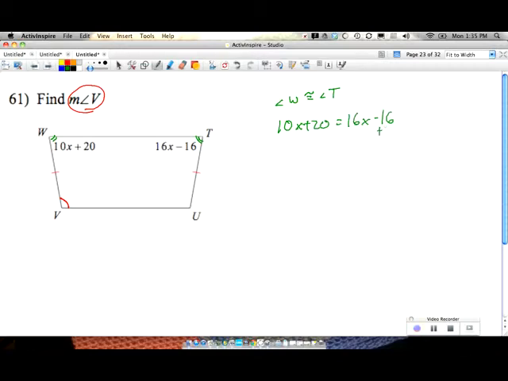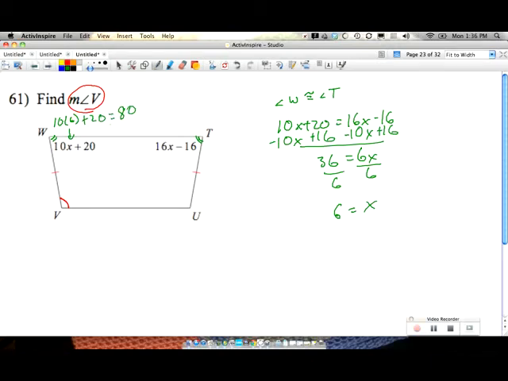So we got algebra to do. I'm going to add 16, and then I'm going to subtract 10x. That gives me 36 equals 6x. If I divide by 6 on both sides, that gives me 6 equals x. Okay, well that's good enough. Let's go ahead and see what these would be. If I plug in x for 6 here, that would be 10 times 6 plus 20. That's 60 plus 20. That equals 80. So that means that angle W is 80 degrees. So is angle T. That's 80 degrees.